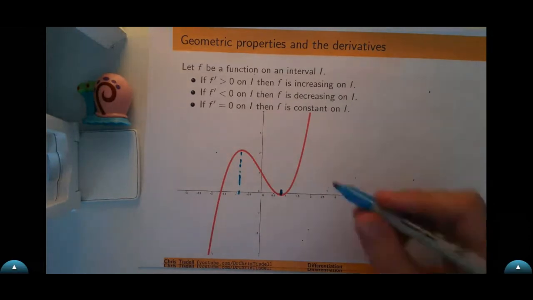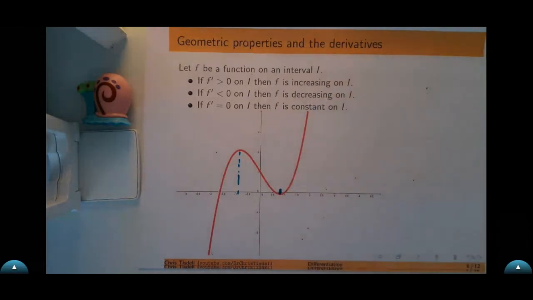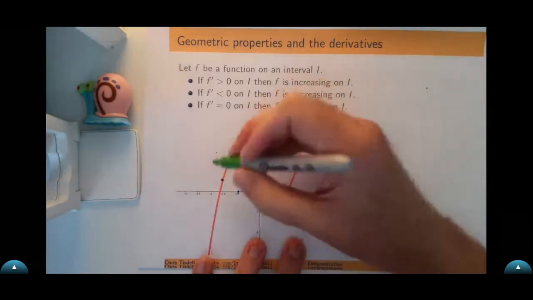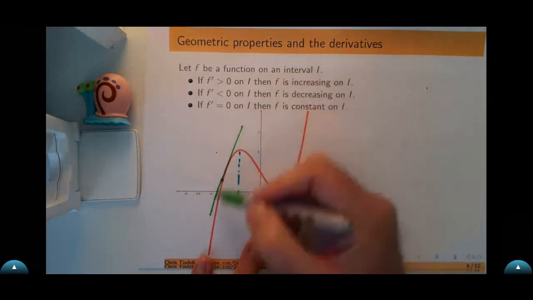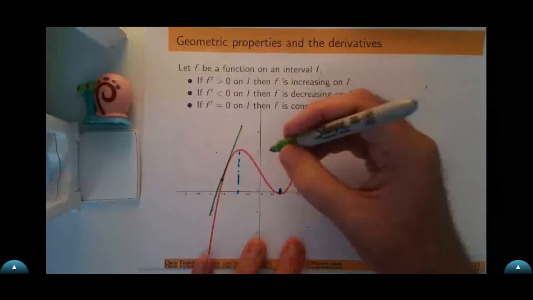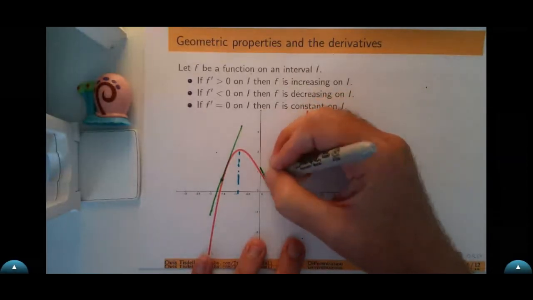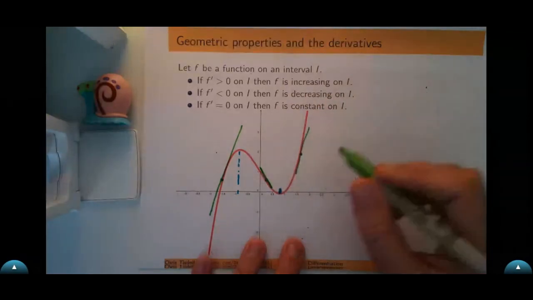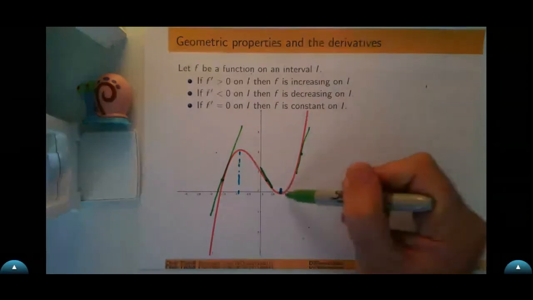One way of looking at that is whether the slope of the tangent line is positive or negative. If I draw in, say, a tangent line there, I definitely see the gradient of that tangent line is positive. If I draw one in there, the gradient of that tangent line is definitely negative, and the gradient of that tangent line is definitely positive. And that's true for all those points on that interval.